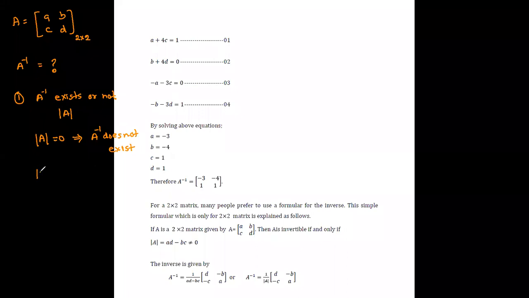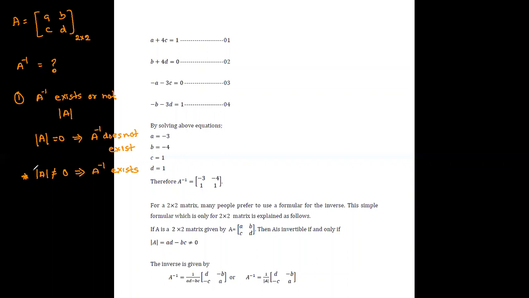But if the determinant of A is not equal to 0, then we can say that A inverse exists, and then we can move to the calculation of A inverse. If A inverse does not exist, then we terminate the calculation. But if A inverse exists, meaning the determinant of A does not equal 0, then we move to the second step of this calculation.